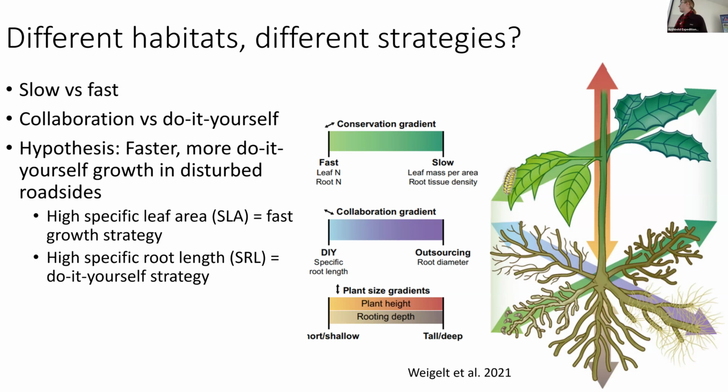So we compared several species in scrubs and in our sandy fire lanes. We hypothesized that in the disturbed fire lanes, we would see a faster growth strategy and a more do-it-yourself strategy, since the soil would be disturbed and maybe there wouldn't be as much mycorrhizae there. And faster because it's a disturbed habitat, and so they maybe have to capitalize on what space is available.